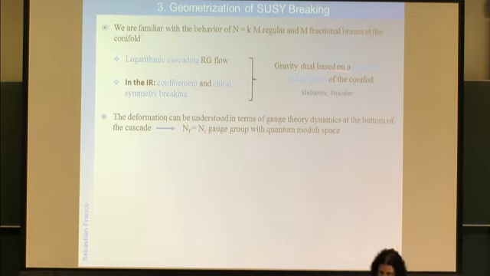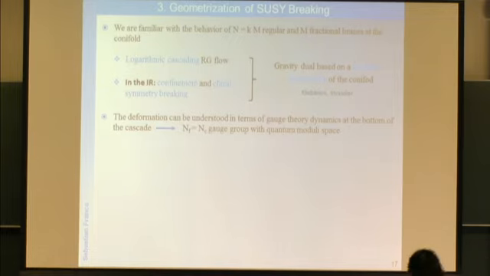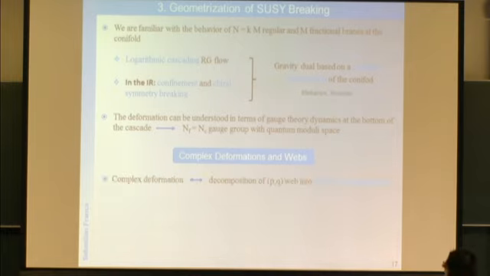Okay, and you can understand, for example, the deformation in terms of the geometry, in terms of the gauge theory dynamics at the bottom of the cascade, because it becomes something like an NF equal to NC gauge group, which has a quantum moduli space. What happens here is that there's a complex deformation of the geometry, right? The conifold grows an S3 sphere. You have this S2 going to an S3.